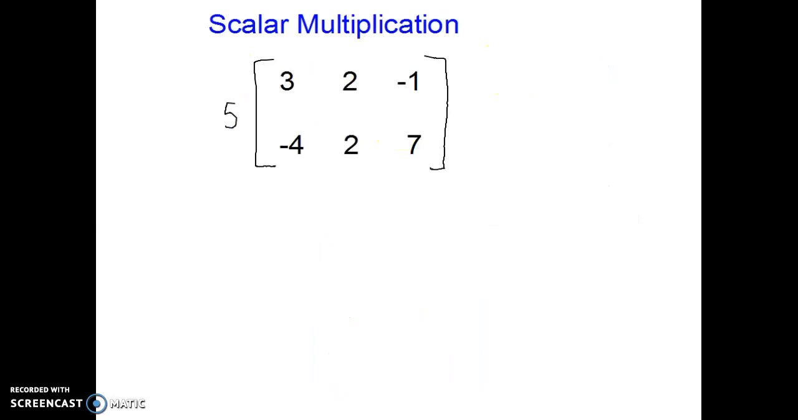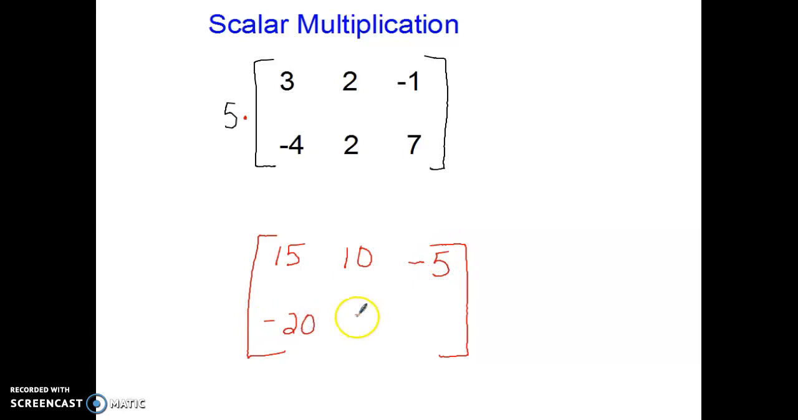The next thing to look at is what do we do when there's a number in front of a matrix. This is called scalar multiplication. It's assumed that we want to multiply 5 to every single element inside. So basically it's the distributive property. So 5 times 3, I'm going to do that with each element. I'm making everything inside the original matrix 5 times greater.